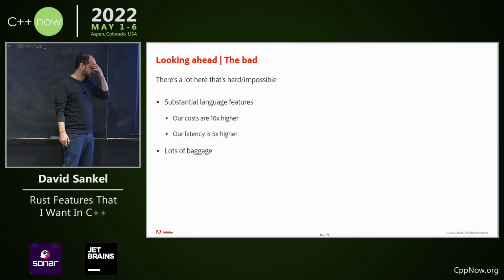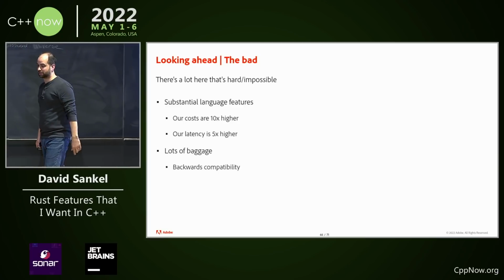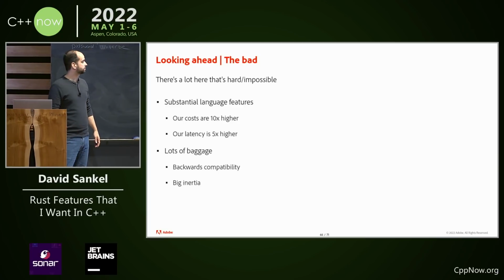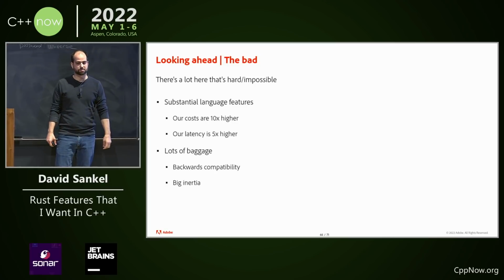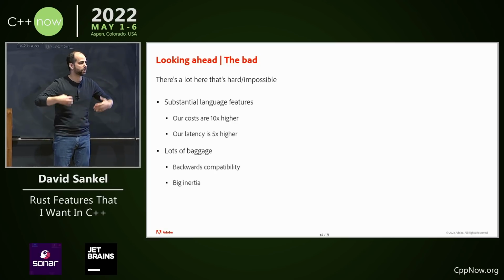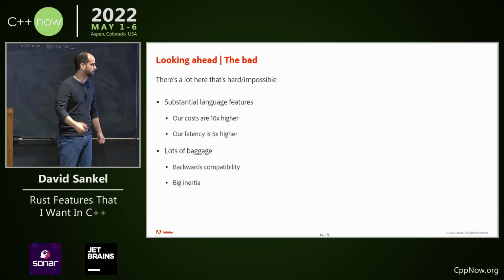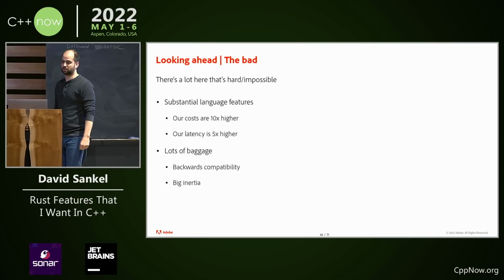We have a lot of baggage in C++, a lot of baggage. We've got backwards compatibility baggage. We've got big inertia problems, where we've been doing things this way for a really long time, and it's really hard to change that.